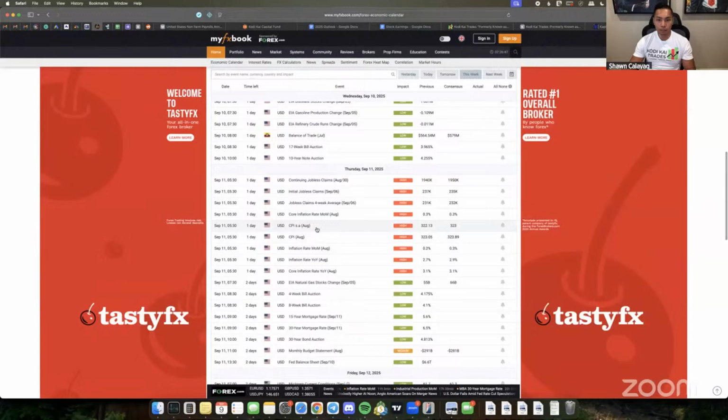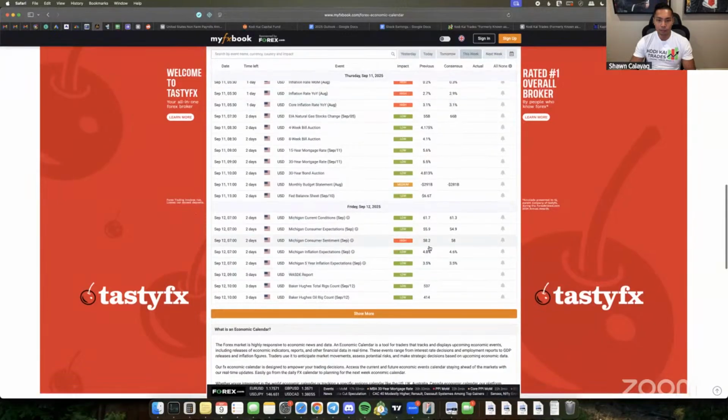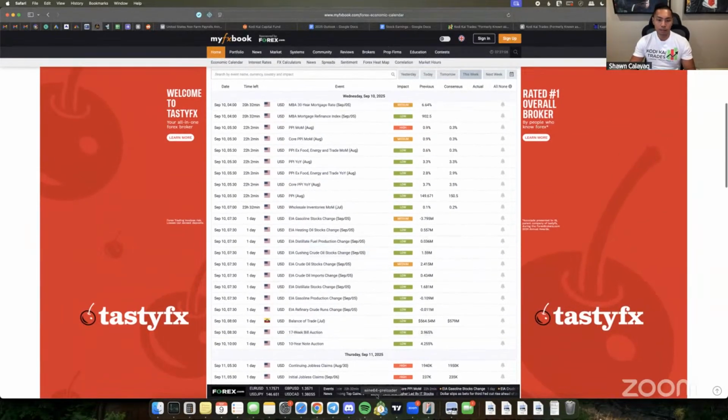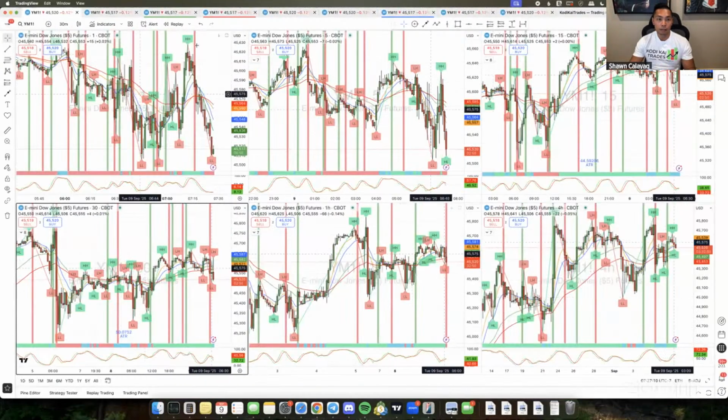CPI on Thursday, it was 323 last month. They're forecasting it to be slightly higher, not a lot, but slightly higher. And then Michigan consumer sentiment over here is forecasted to be positive. So, we'll see. Just because they're forecasted to be positive doesn't mean they're going to be positive, but what I see here is price getting baked into the current movement.